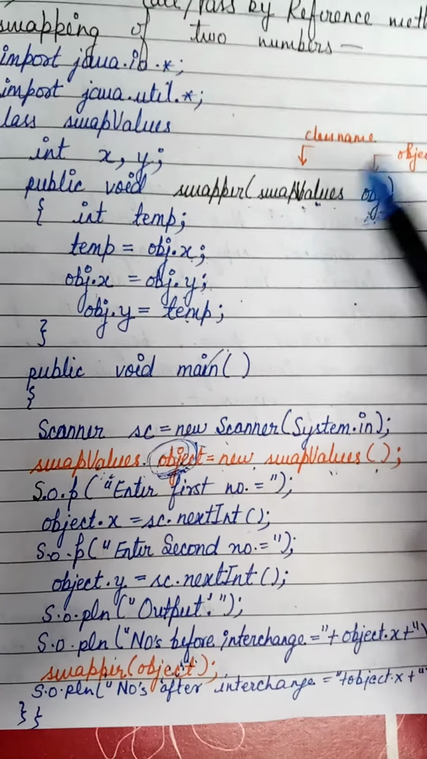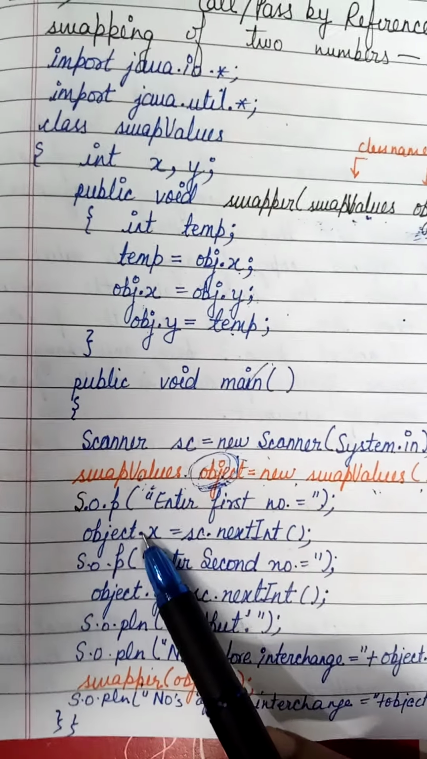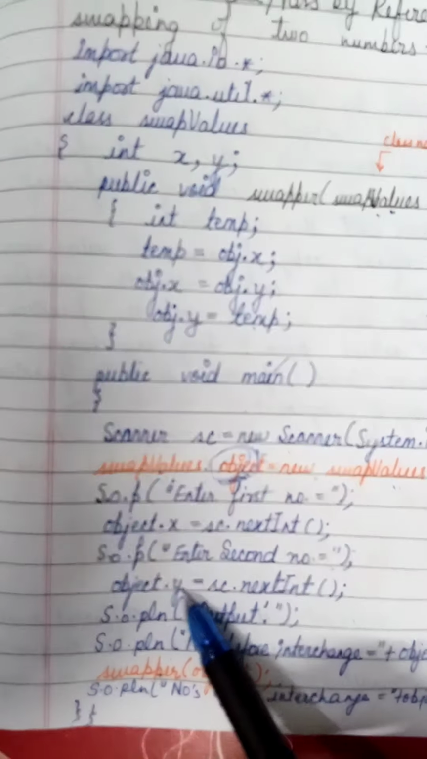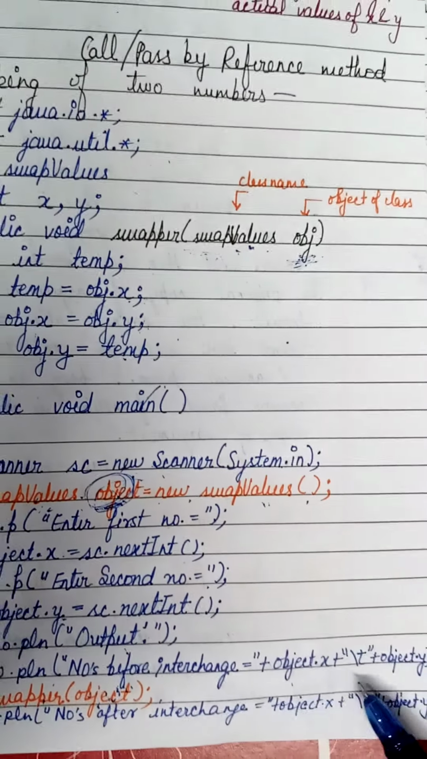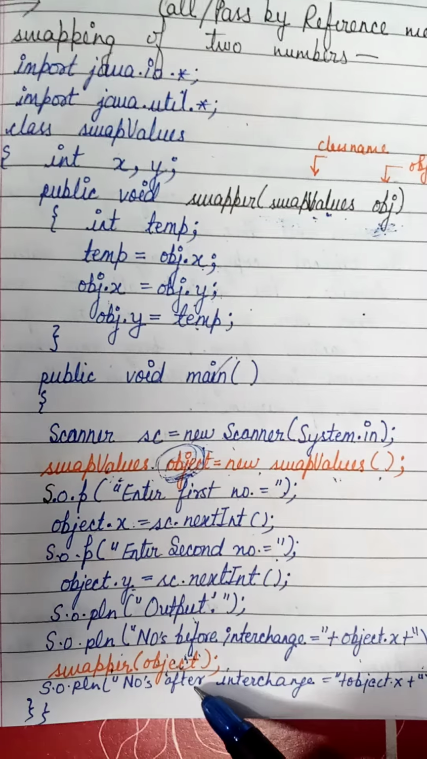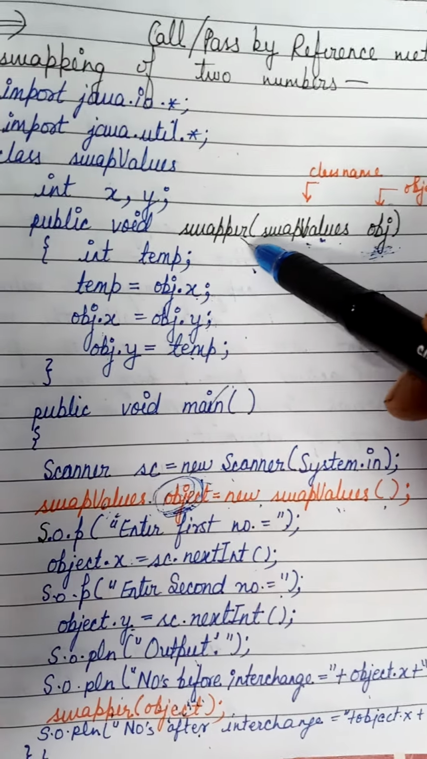Fine. Enter first number, we are storing within object.x. Enter second number, we are storing within object.y. Then the output message, numbers before interchange, object.x, object.y. Then we are calling the swapper function. Control goes back to here. Control will come here.